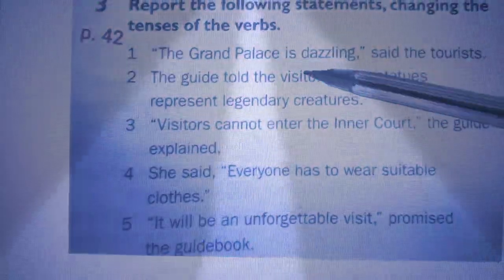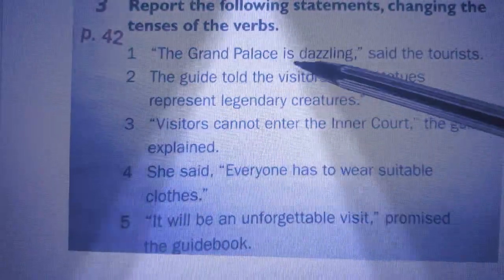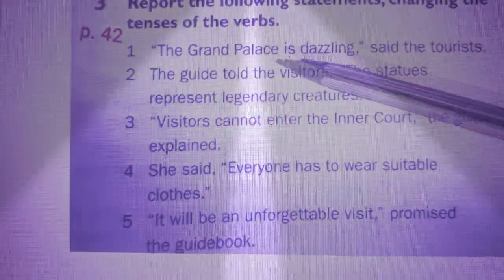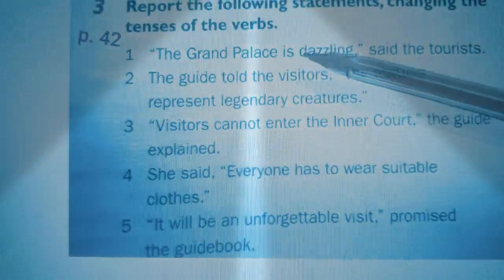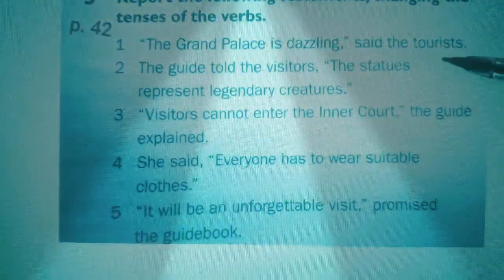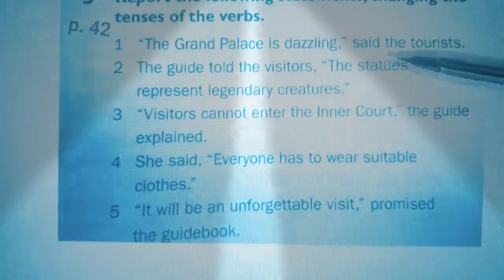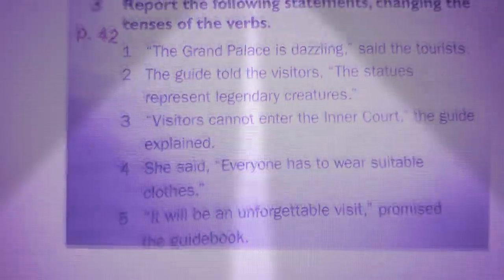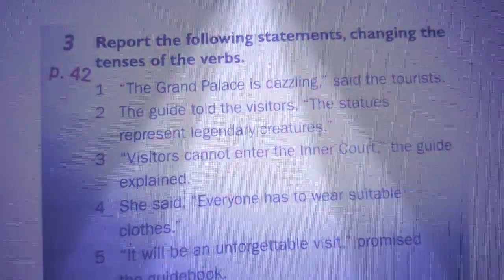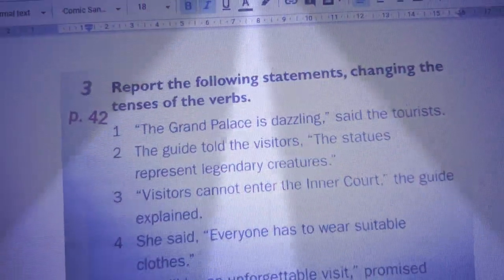So, the Grand Palace is dazzling, said the tourist. Now I'm going to change this verb. This is a present, so whenever I have a present, I change it to past simple. Now ما بصير, it's not possible to put said the tourist. No. So I'm going to say the tourist said that. Don't forget.